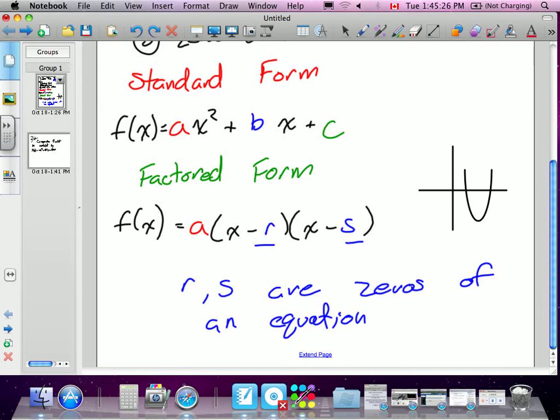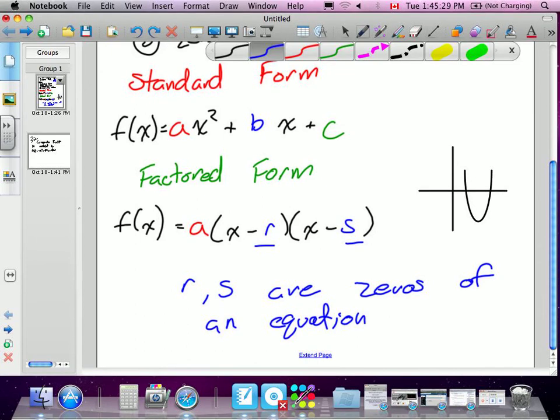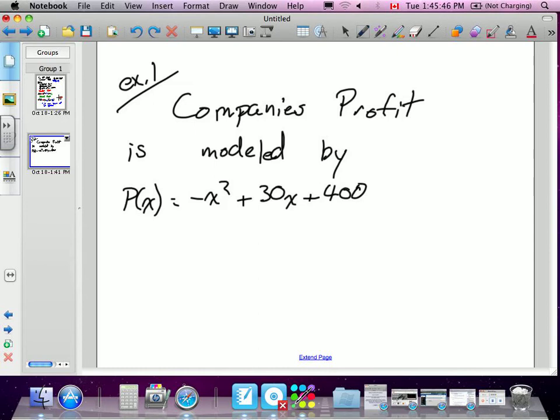We have our parabola. These would be our 2 points. Say this is our R and this is our S. Okay? These are the x-intercepts. That's what those numbers are going to represent once we factor an equation. Okay? So, we're going to go into working on factoring an equation, especially in a word problem. So we'll go over to the first example.